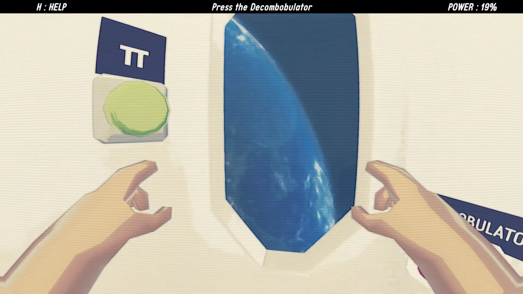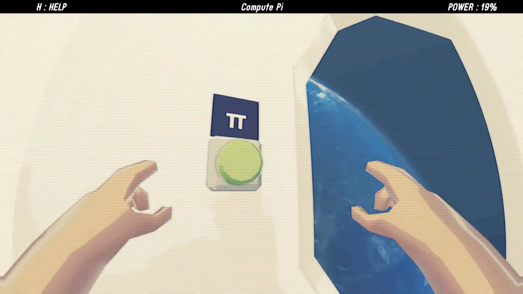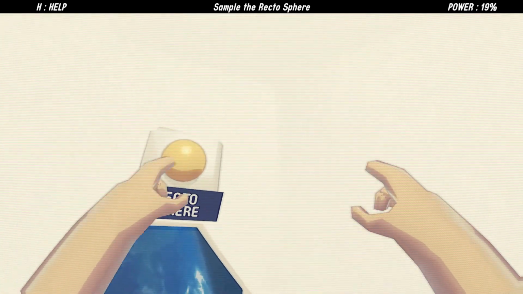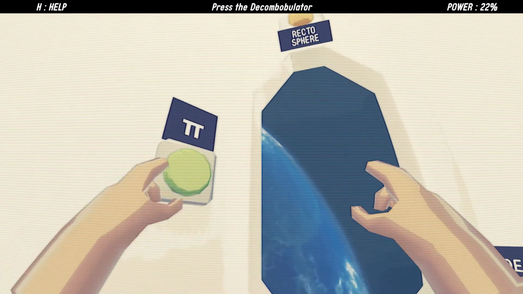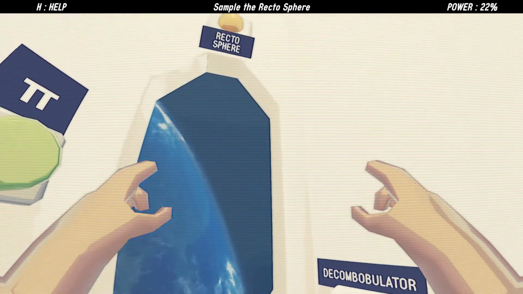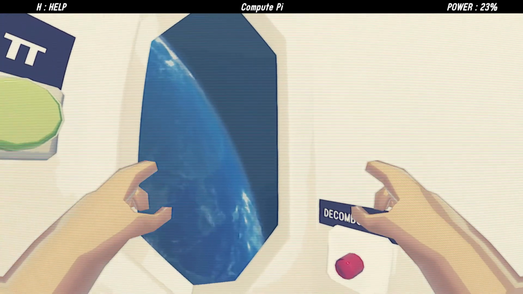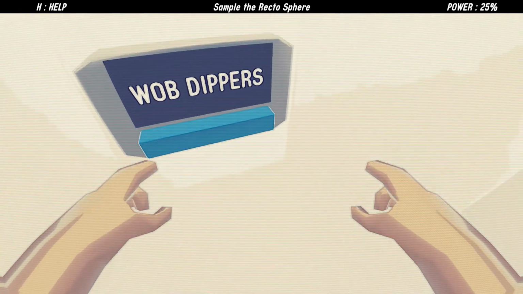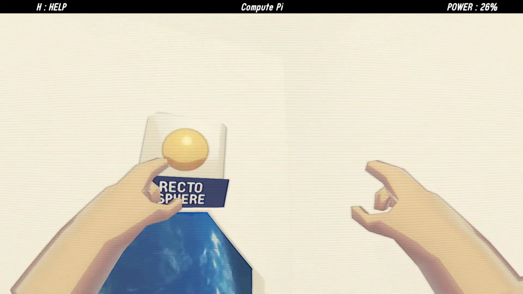Press the decombobulator. Compute pi. Press the decombobulator. Compute pi. Sample the rectosphere. Compute pi. Press the decombobulator. Sample the rectosphere. Compute pi. Press the decombobulator. Compute pi. Cycle of the wob dippers. Sample the rectosphere. Compute pi.